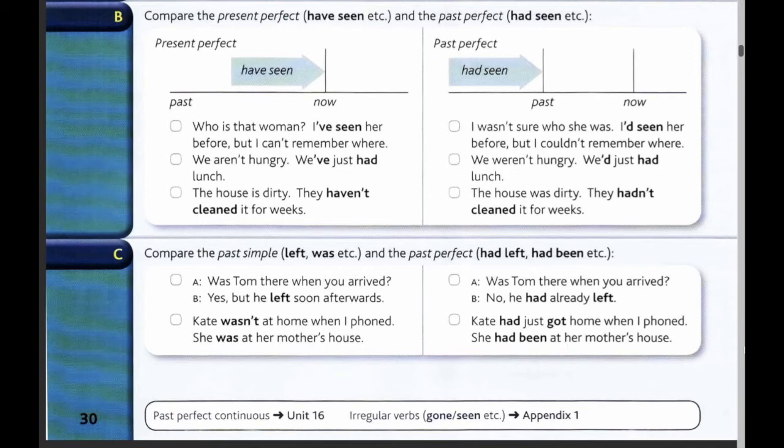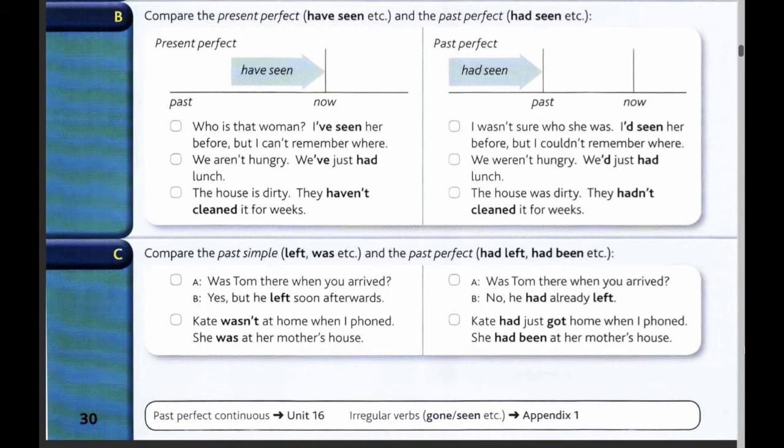We can clearly see that in the first column, the actions are in the present, and in the second column, the actions are all in the past. In section C, let's compare the past simple, left, was, etc., and the past perfect, had left, had been, etc. Let's also intercalate our reading, one example in one column and one example in the other column, so that we can have a better idea of the contrast between the two verb tenses.